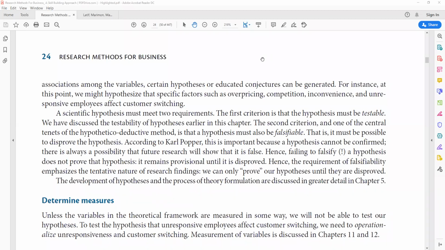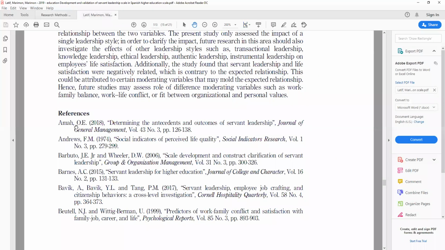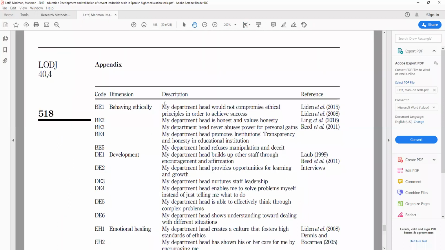For instance, in the example I was referring to, we were focused on servant leadership, self-efficacy, or life satisfaction. So how do you measure servant leadership? You need a particular questionnaire to measure servant leadership. In our case, we had this questionnaire, which you can see. Obviously, we asked certain questions with regards to servant leadership. Here are the questions. So these questions help us measure servant leadership. Similarly, we had questions for career satisfaction, and similarly, we had questions for life satisfaction.